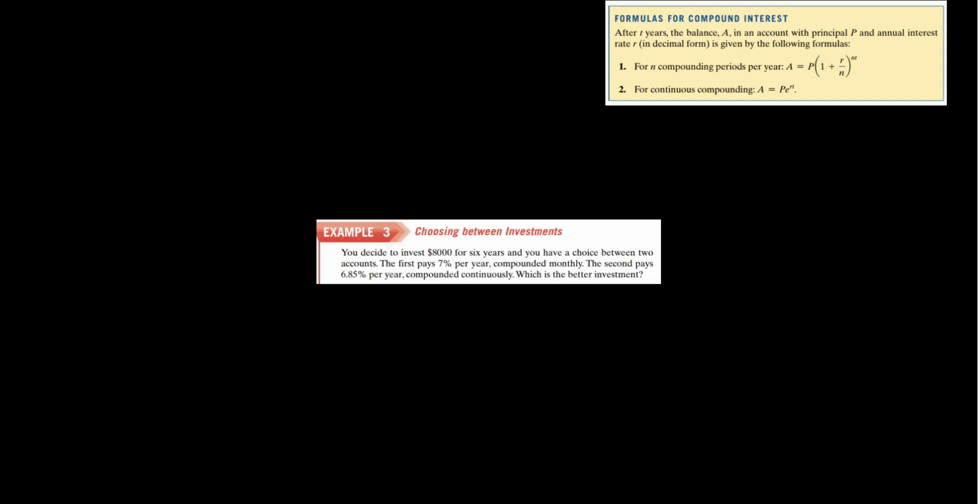Okay, so this particular problem, we decide to invest $8,000 for 6 years, and I have a choice between two accounts. The first account pays 7% per year compounded monthly. So if it's being compounded monthly, we're going to be using Formula 1 here. The second pays 6.85% per year compounded continuously. Which is a better investment?